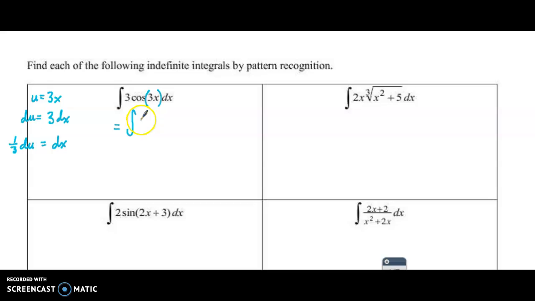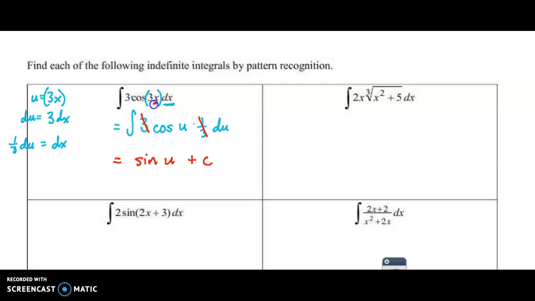So now when we go back to this problem, it's still the integral. I still have a 3 here. And then I replace my parentheses 3x with u, because that's what it equals. And I replace dx with what that equals, which is 1/3 du. Now I can cancel out that 3 and the 1/3, and then all I have to think about is, what is the antiderivative of cosine? It's sine, and just write a plus c in here.